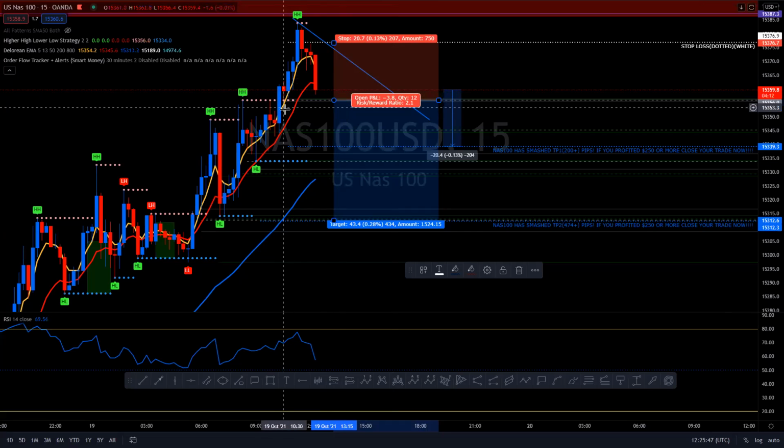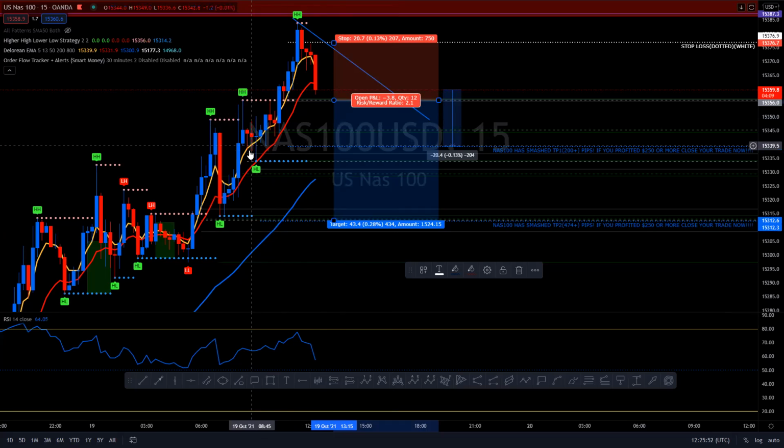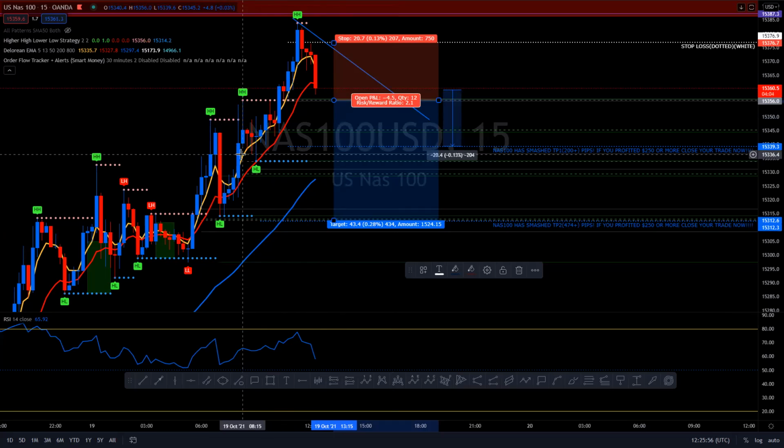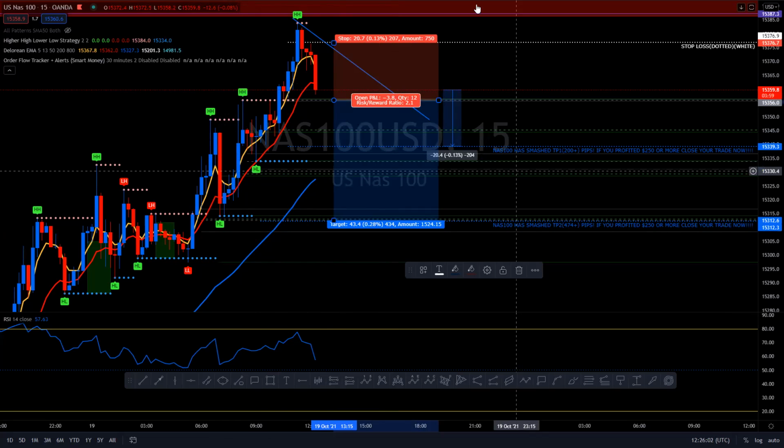Yeah, see prices retracing back. Haven't crossed yet. So we're just going to have to wait and see. We got 4 minutes to the next candle. Let's wait for that and see what it does. Be right back.